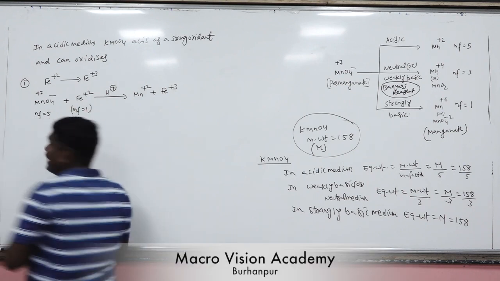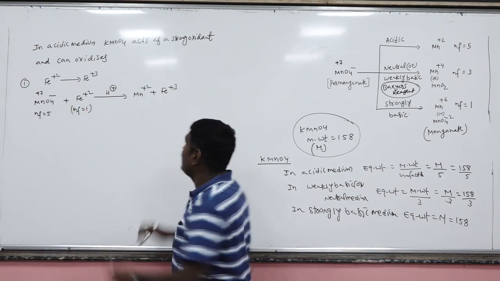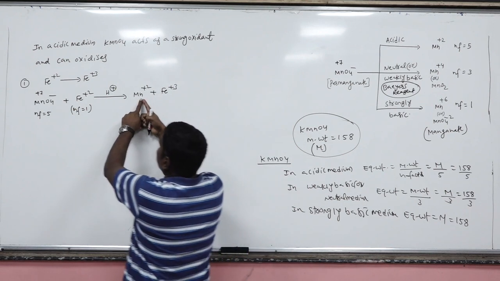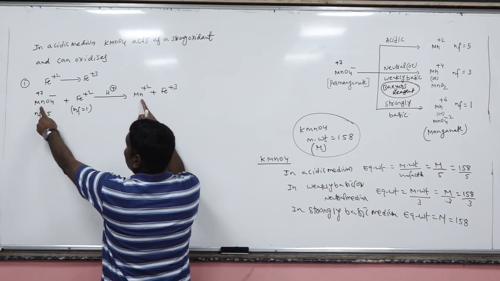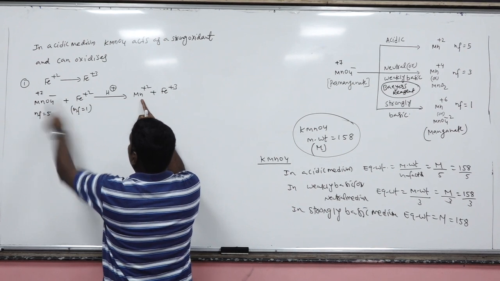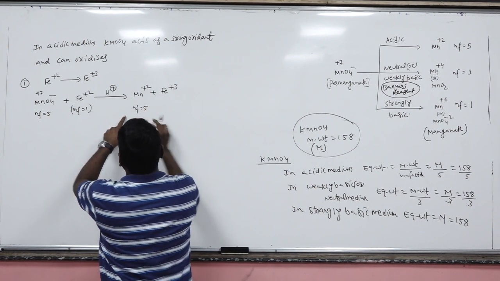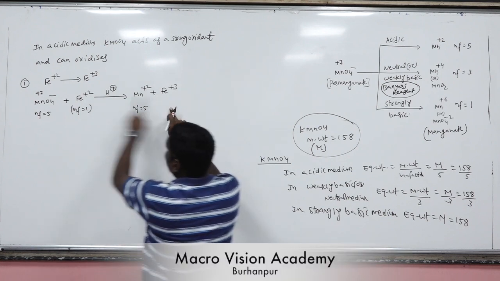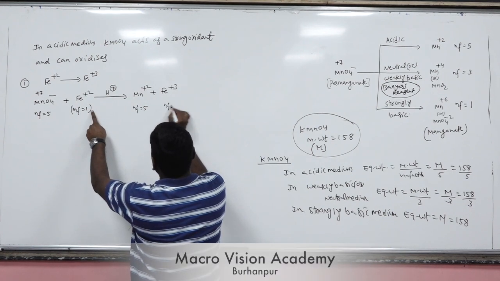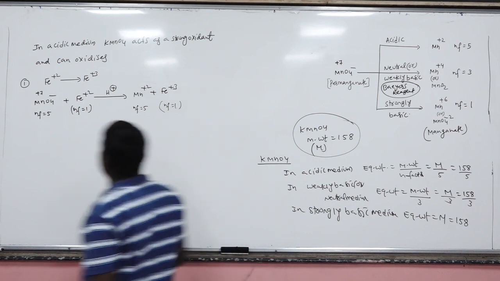Now you can calculate the N factor for products also. How? Come to here. Manganese plus 2 will oxidize to plus 7. Again the change is 5. For 1 Mn, 1 into 5, 5. So N factor is equal to 5. Again, iron plus 3 changes to iron plus 2. So the change is 1, 1 atom. So N factor is equal to 1.